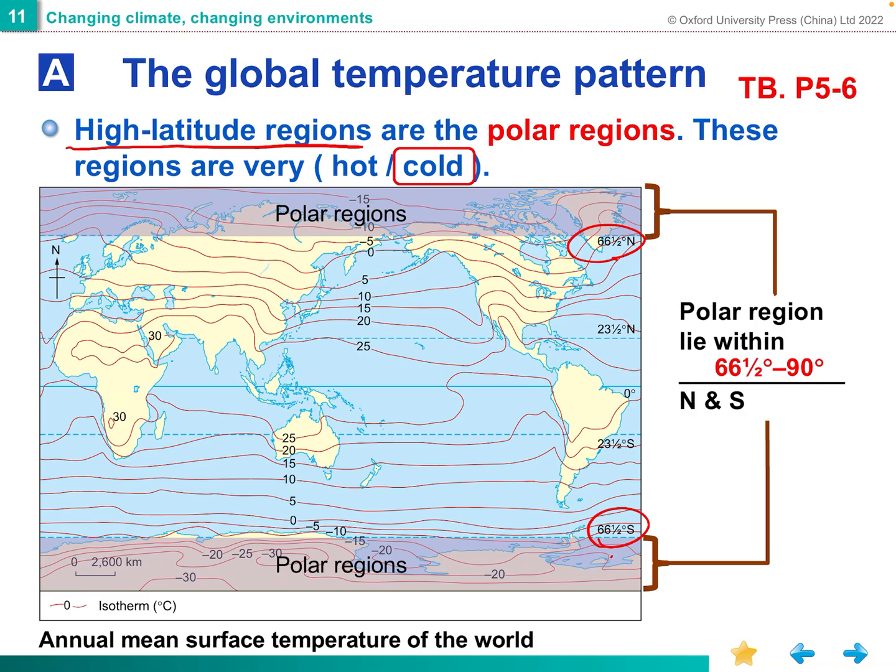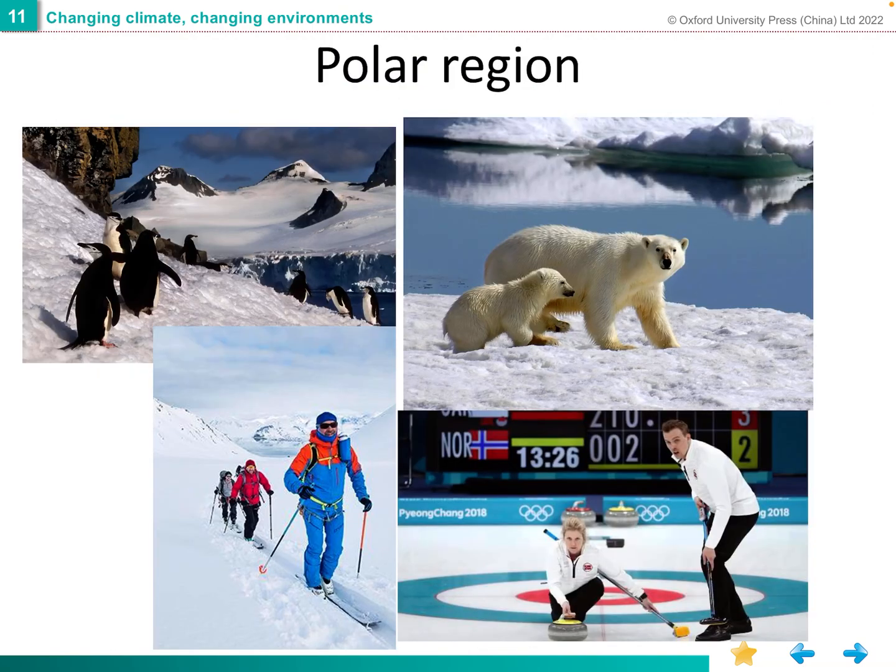Okay, so this region is the coldest place in the world. They are called polar regions. The famous thing we can find there is the polar bear. So now let's quickly show you some pictures. We can see a polar bear in the North Pole, a penguin in the South Pole, and people enjoying skiing activity, okay, or ice skating.